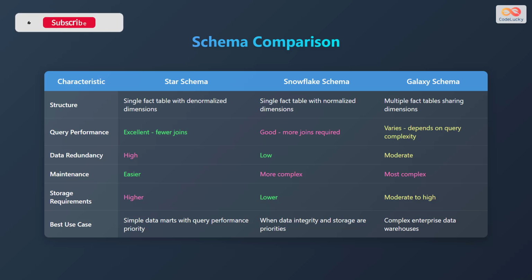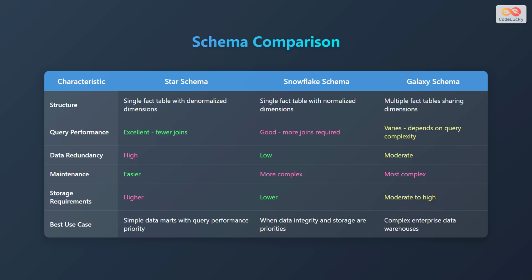In terms of query performance, the star schema excels due to fewer joins, while the snowflake schema offers good performance but requires more joins. The galaxy schema's performance varies depending on query complexity. Data redundancy is high in star schemas, low in snowflake schemas, and moderate in galaxy schemas.